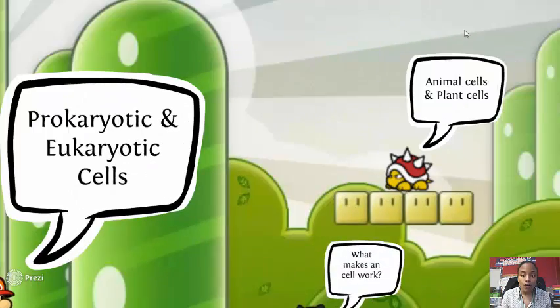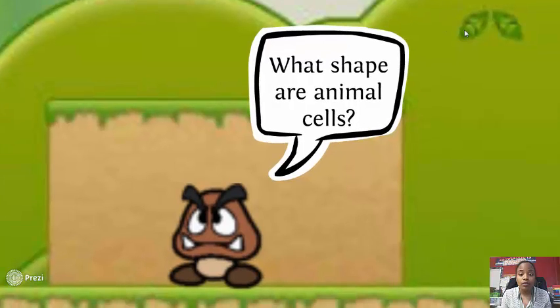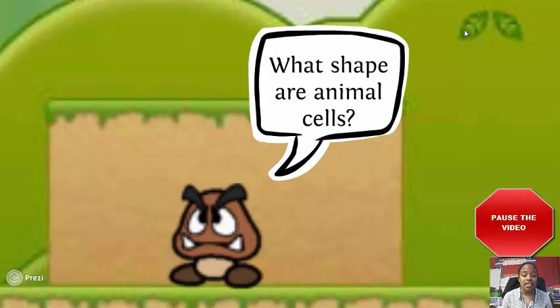Great job. All right, so there are two types of eukaryotic cells, an animal cell and a plant cell. Go ahead and fill that in your notes now. Great job. Today we're only going to be talking about the animal cell. An animal cell has a circular shape. Go ahead and fill that in your notes now. Make sure you pause the video.